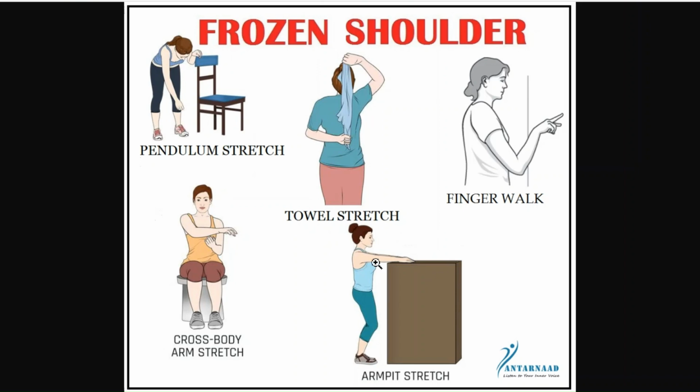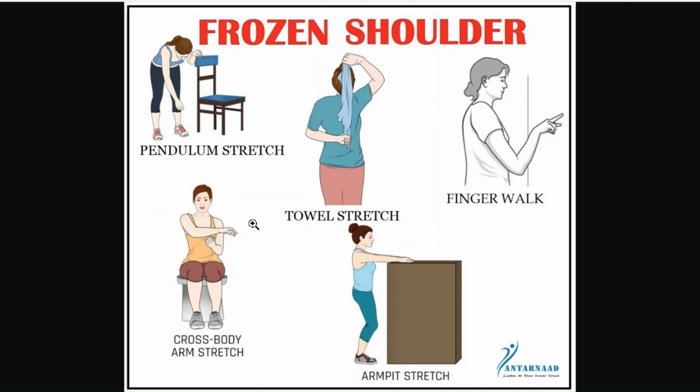The second one was the towel stretch, which is basically for internal rotation, majorly targeting the internal rotation. One hand is holding one end of the towel, the second one is holding the other end, and both hands are making the downward and upward motion. One hand moves downward, and after that, you can perform the upward motion with the other hand. This is basically the finger walk. You can walk your fingers on the wall, moving upwards in that direction, and then come back downward.